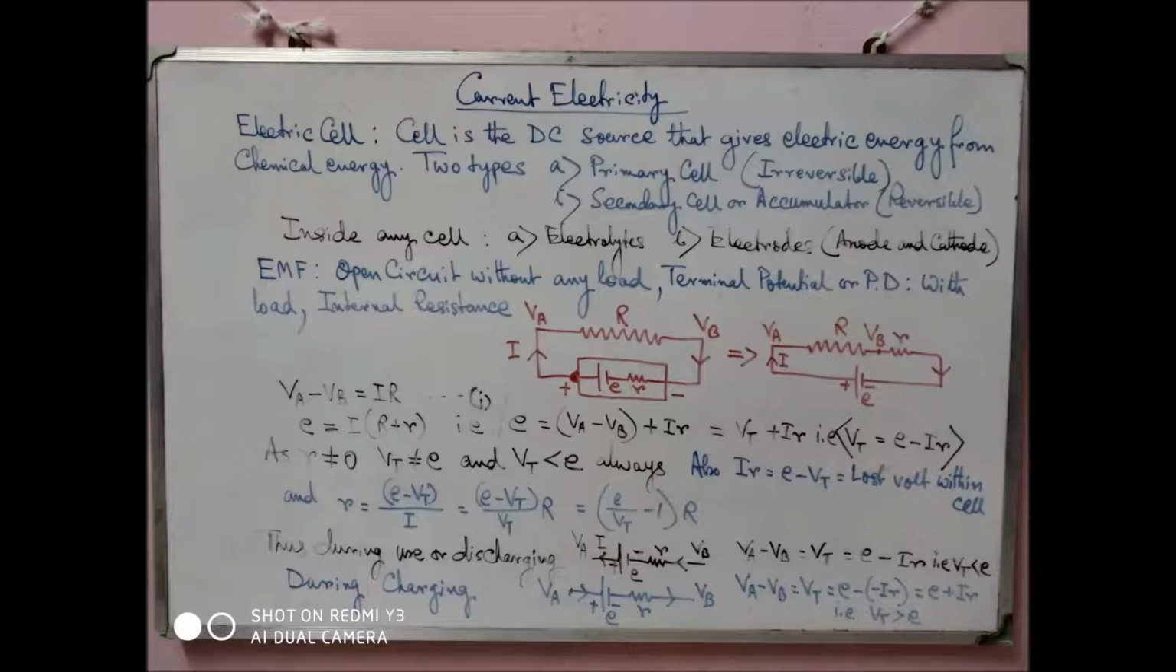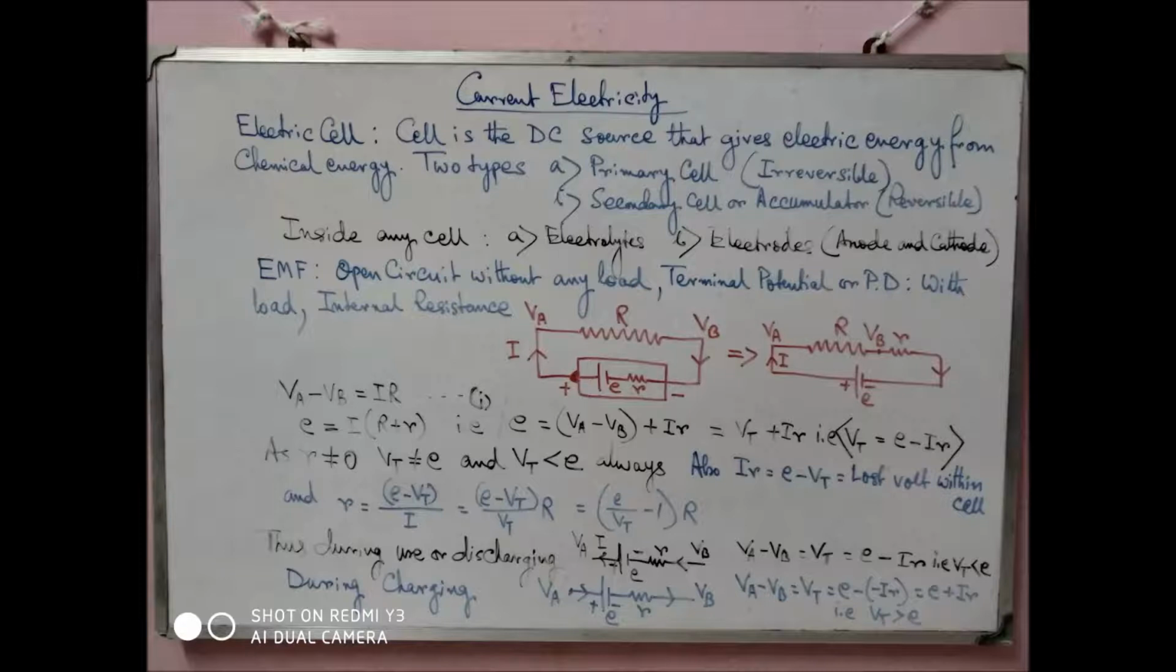Now the question is, from this expression, it is clear that internal resistance is not zero, because there is no cell made of superconductor. So resistance is not zero, there should be some resistance. That means VT and E are not equal. Now which one is more? Very easy to understand. This I into r term is a positive quantity. So VT should be less than E.